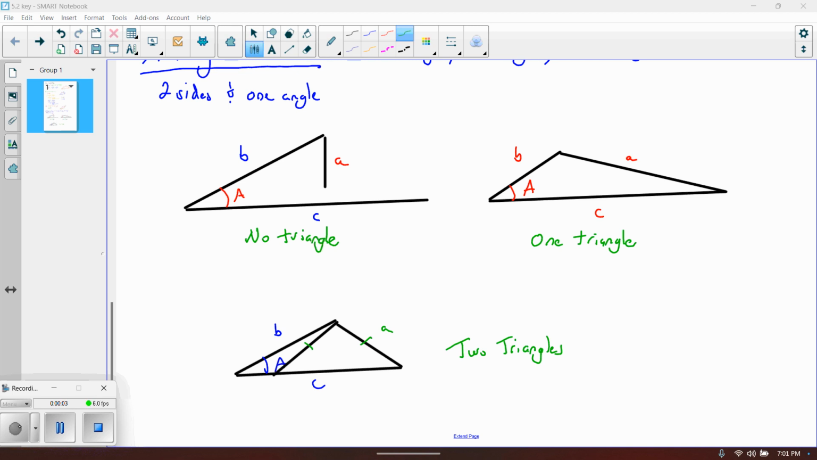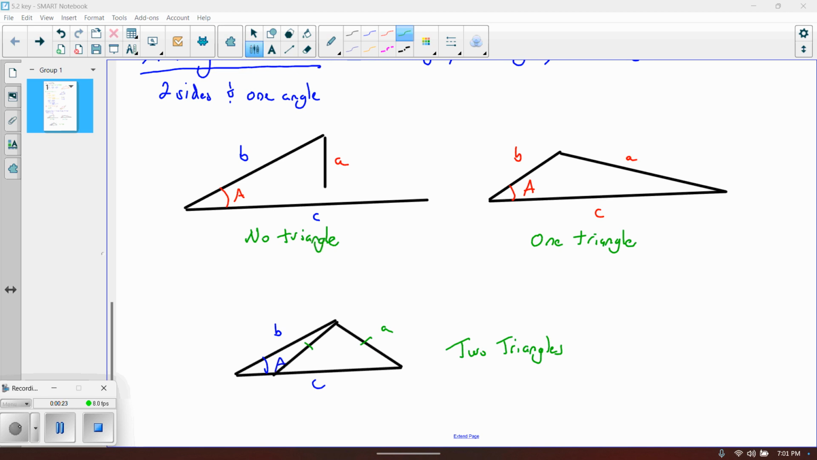All right, so this is section 5.2, video 2 for Math 146. So we've established at the very end of the last video that there's a possibility of having no triangle, one triangle, or two triangles, but we didn't talk about how you figure that out.